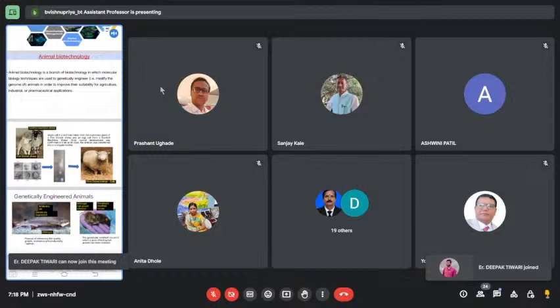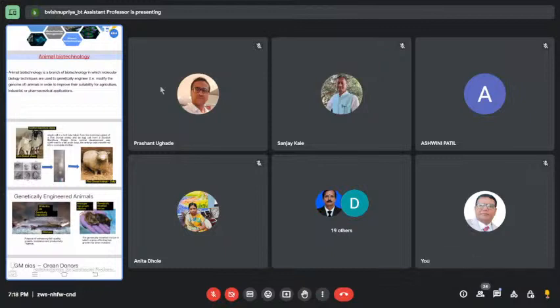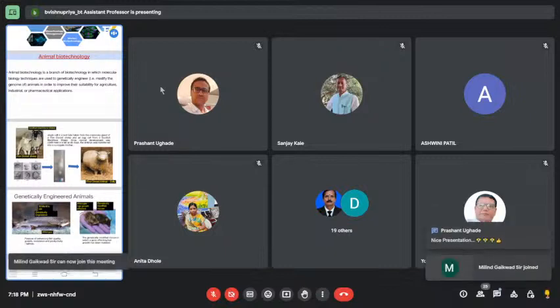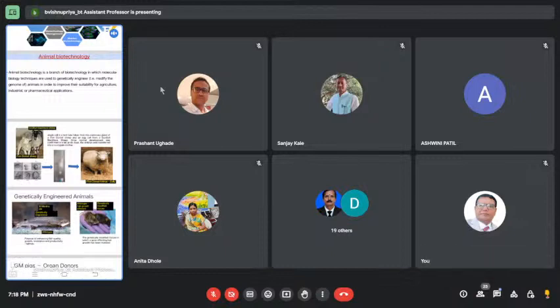Here, what they have done is they have chosen two sheep. One is the Scottish black-faced sheep, and another one is the Finn Dorset sheep. They have taken cells from these two animals: the egg is taken from the Finn Dorset sheep, and from the other sheep they have taken the nucleus. These two genetic materials have been fused under in vitro conditions. In vitro means outside the body.